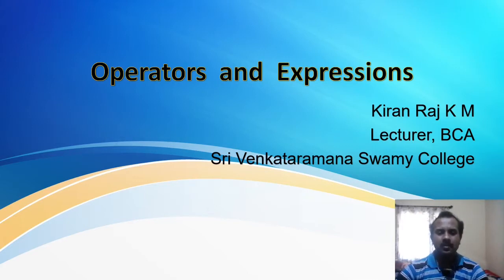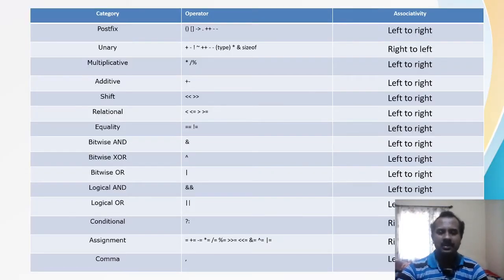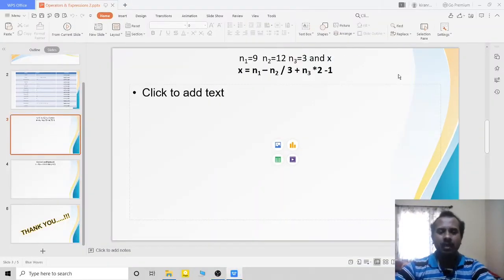Today we will discuss some of the problems in operators and expressions. So this is the precedence and the associativity chart. Precedence is which one will be given the priority. It is already explained in the previous video, please check that. Associativity will say how it should be executed, whether from left to right or right to left. So this is one of the problems here.